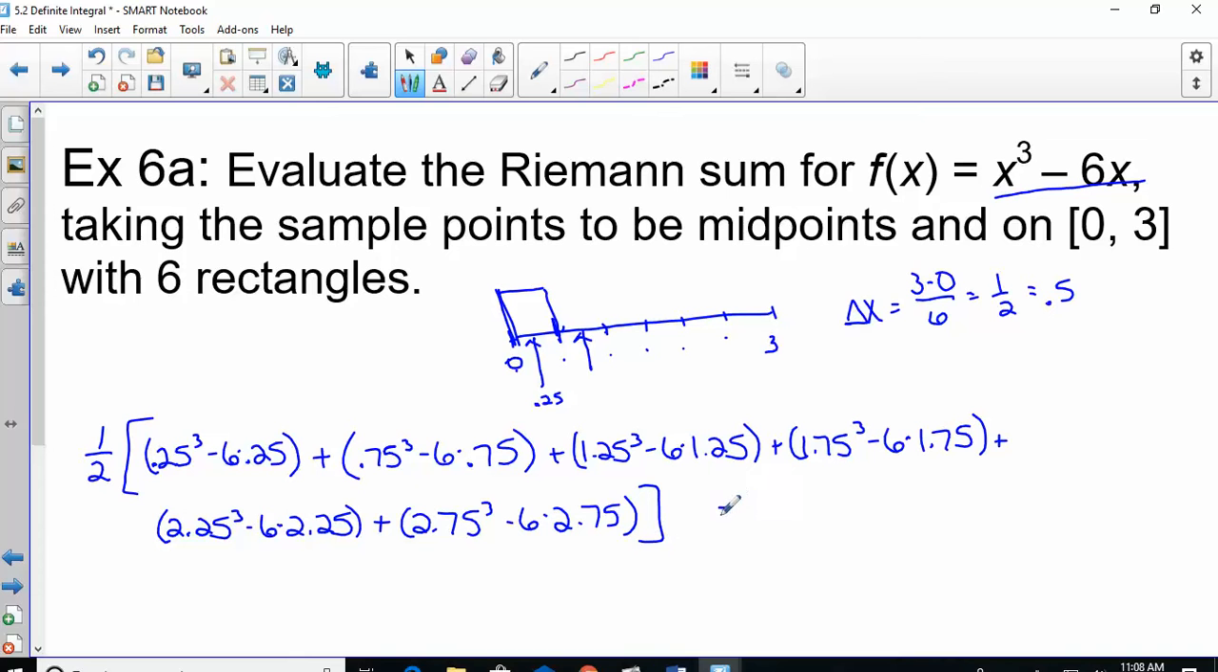So now this is just a matter of calculator. For the sake of time, I'm just going to tell you it comes out to be a negative 0.703125. The negative tells us this is below the x-axis. Positive areas are above the x-axis, negative are below. Okay, so just like the over and under estimate, or we could call them left and right hand sums, the difference is if it's a midpoint, you take the middle of each rectangle along the way.